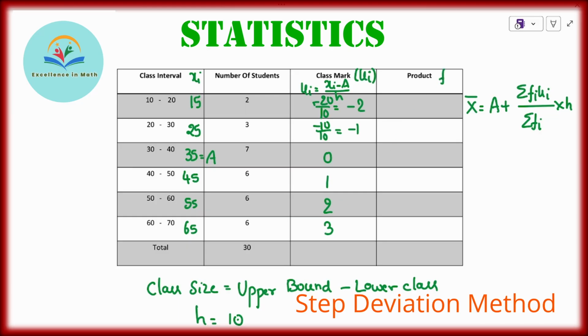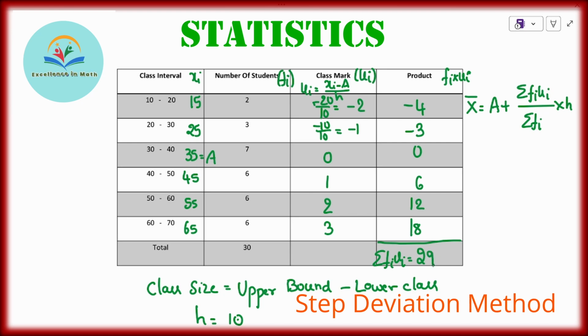Now please find out the product of ui with the corresponding frequency fi. So minus 2 times 2 is minus 4, minus 3, 0, 6, 12 and 18. Hope you are clear? After finding fi ui, we need to calculate the summation of fi ui, that is equal to 18 plus 12, that is 30, 36 minus 7, that is equal to 29.